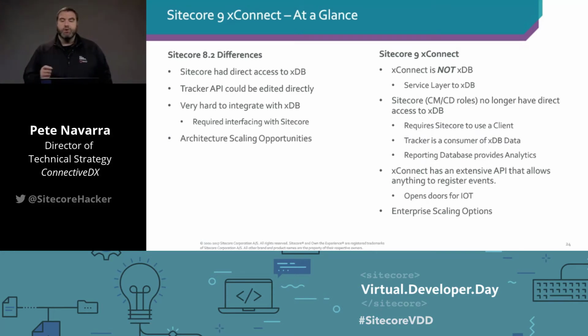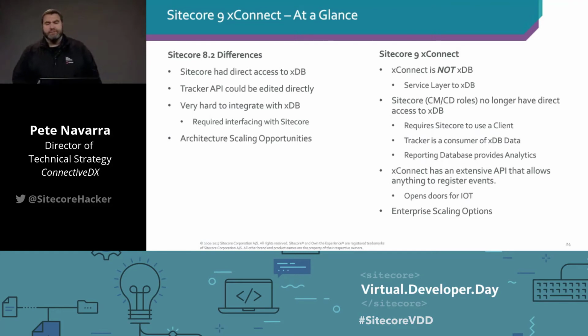Sitecore CM and CD roles no longer have direct access to XDB. It requires Sitecore itself to instantiate a client so that it can talk to the xConnect server. The tracker is a consumer of XDB data, and the reporting database and the reporting role provide analytics to Sitecore. As I said, xConnect has an extensive API that allows us to register really any kinds of events and interactions and modify contacts, and it opens a lot of doors when we start talking about IoT. Most of all, it provided the enterprise scaling option that we were looking for, where we can scale out XDB as well as xConnect services for millions of interactions.